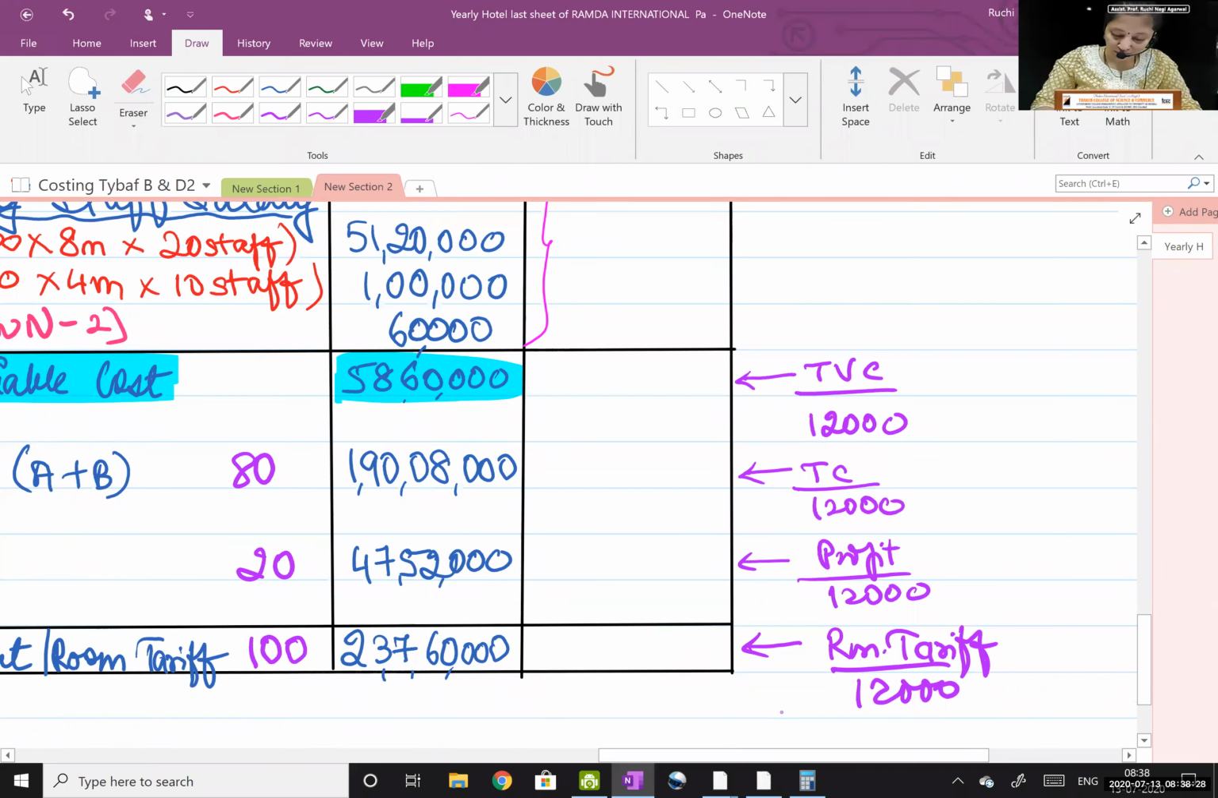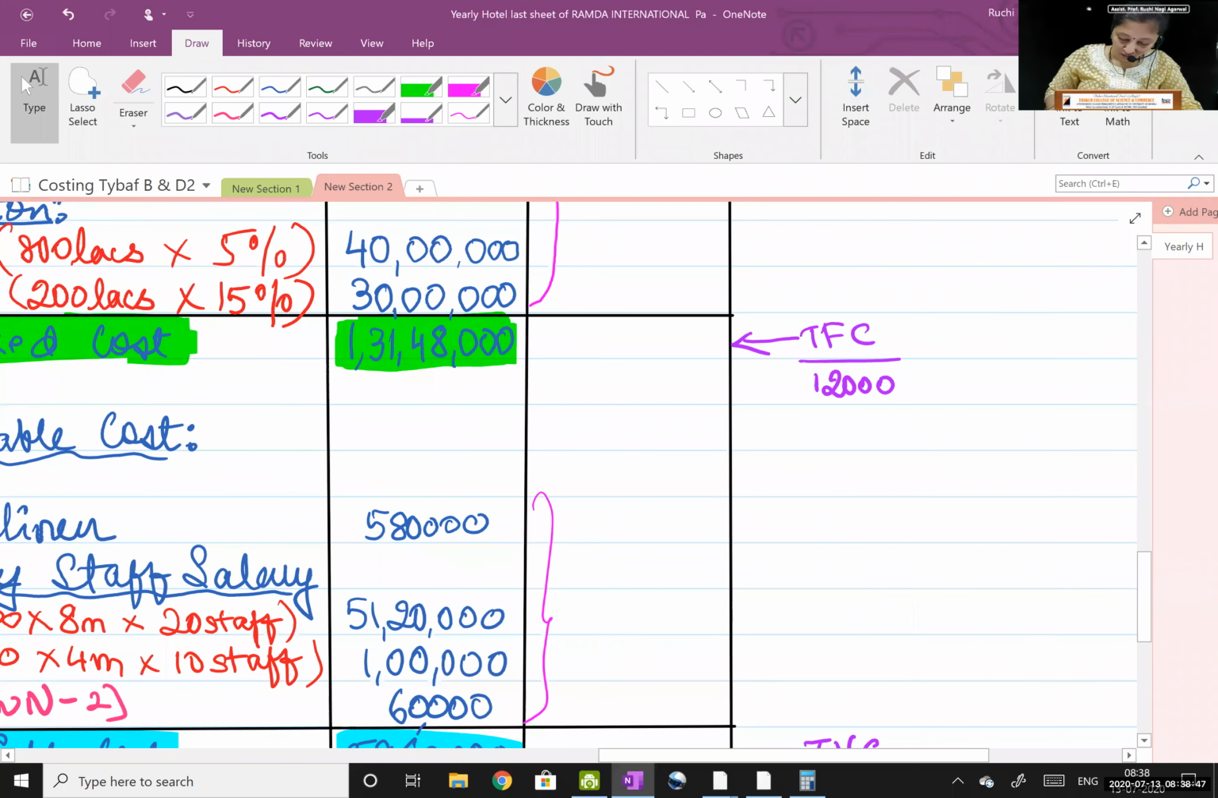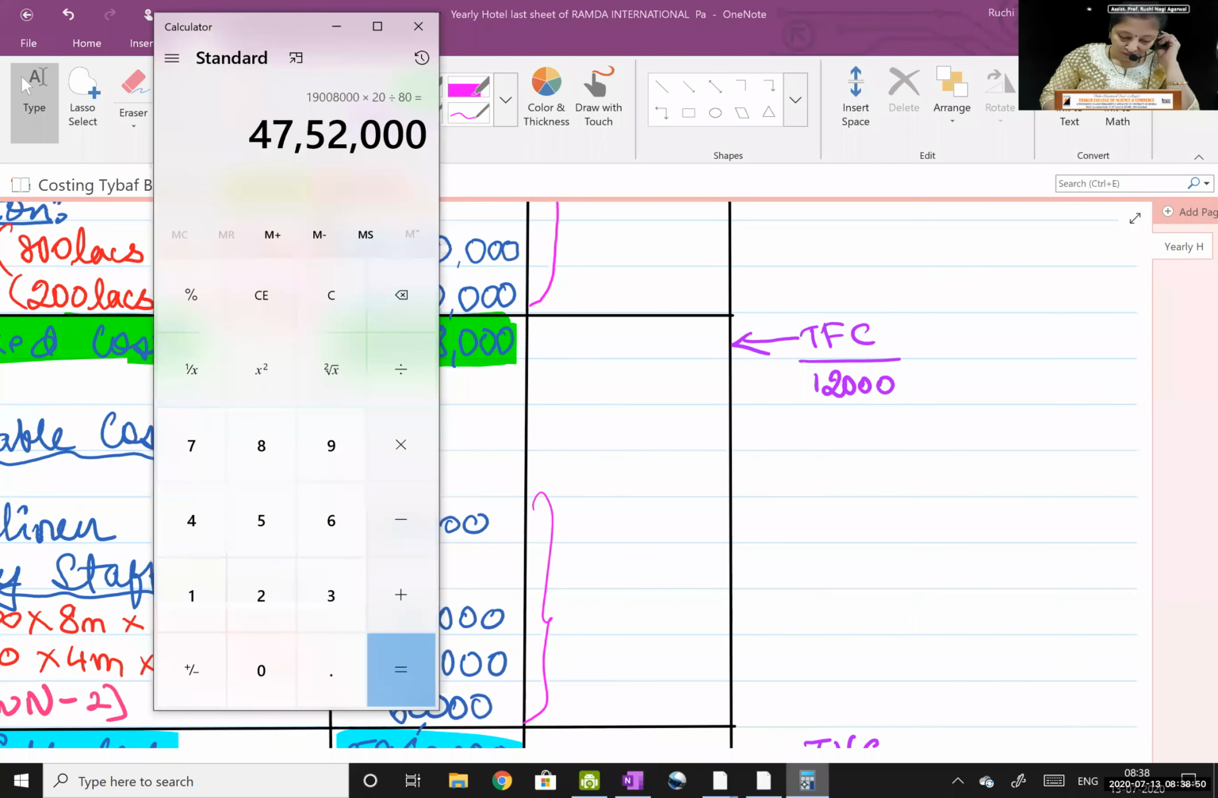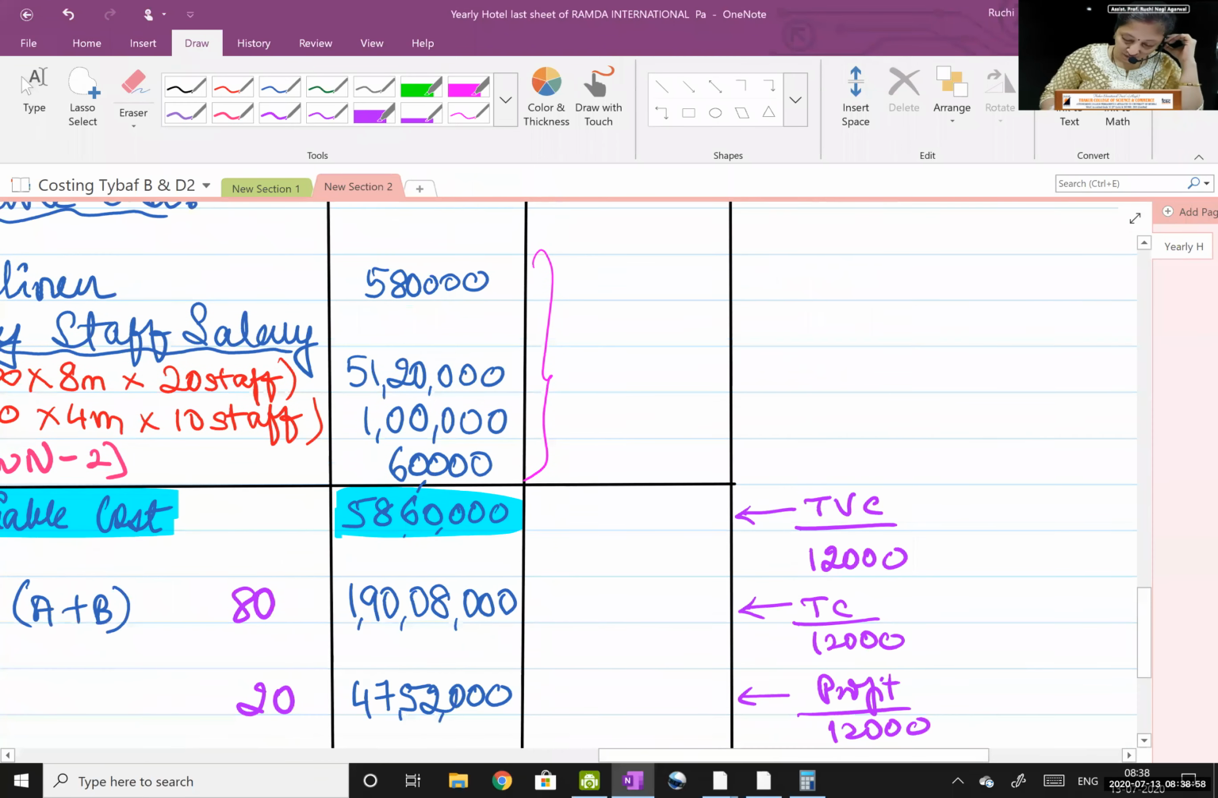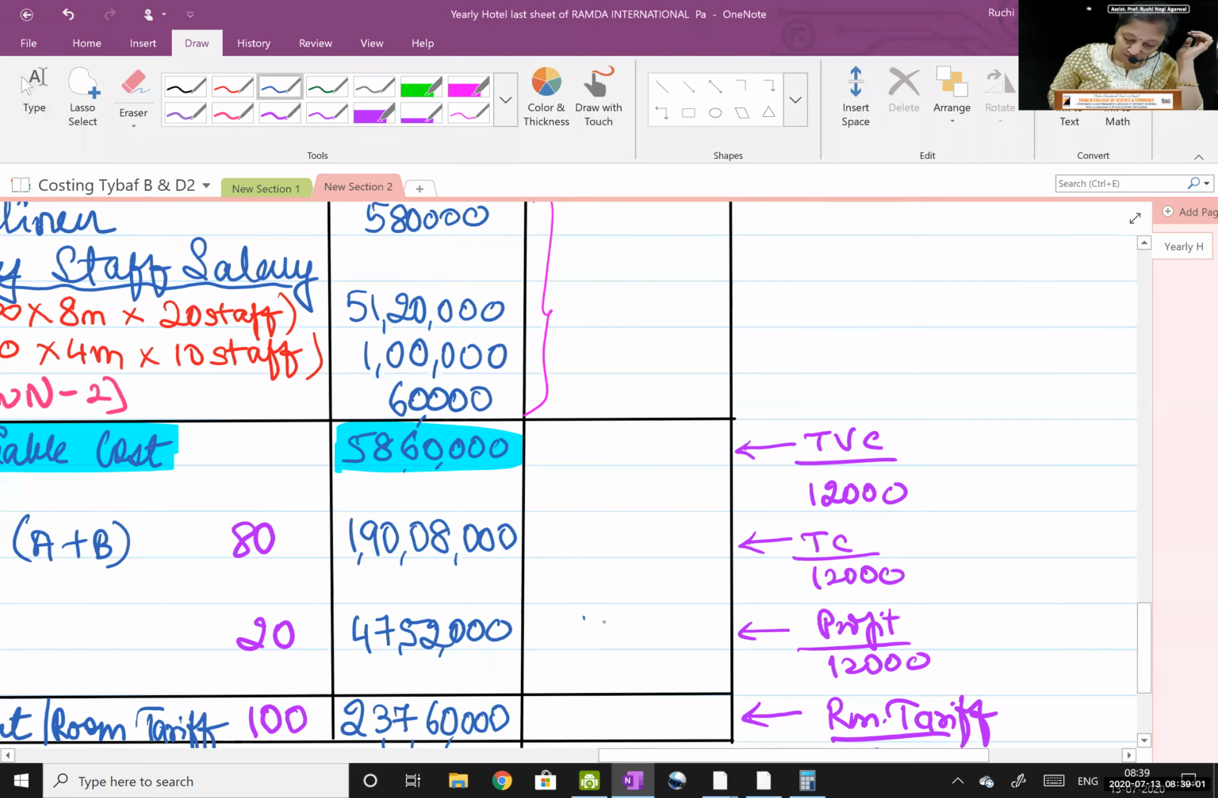Prathvi has written 3. What is that? Some answer you have sent? Let's see. Let me first calculate this. I have it on my calculator. See the last answer. Divide by 12,000. So it is 396. So I'm writing it here. You can calculate any of the figures first, it doesn't matter.